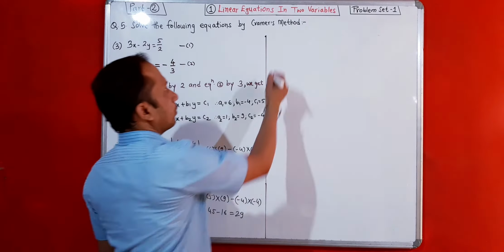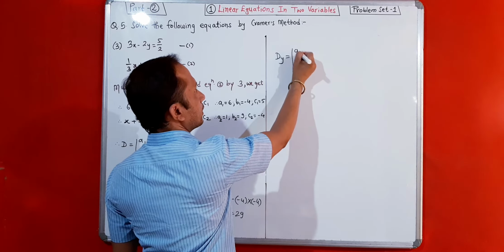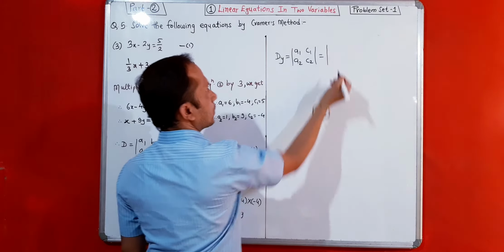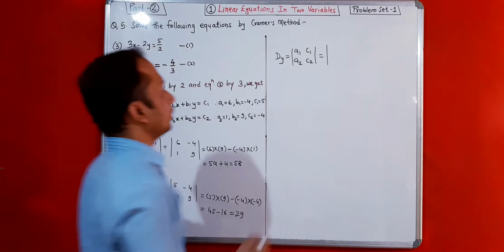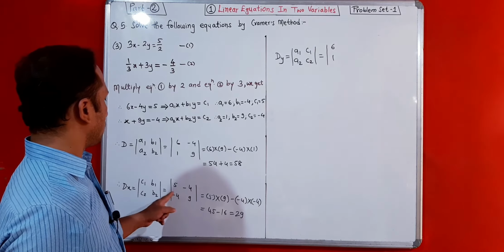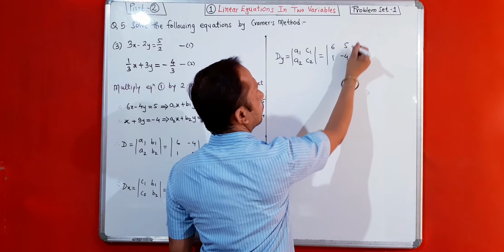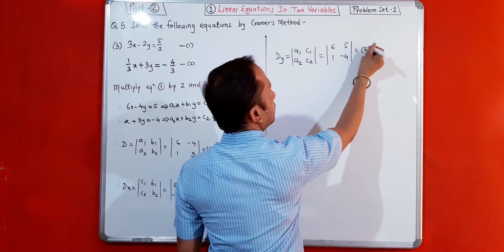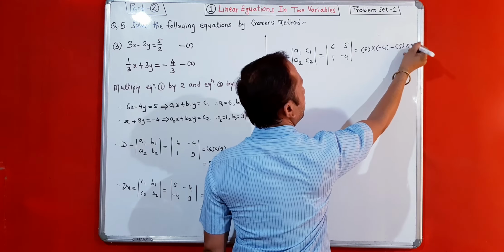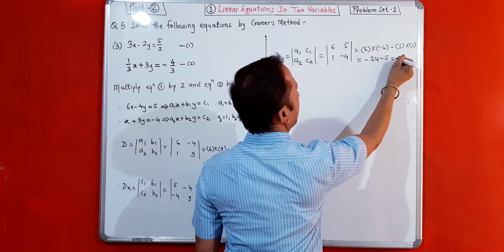Then Dy. Come to Dy. You know that a1 a2 remains as it is, b1 b2 changes by c1 c2. So what is a1 a2? We know that 6 and 1. What is c1 c2? 5 and minus 4. So do this: 6 into minus 4 minus 5 into 1. So this is minus 24 minus 5, so it is minus 29.